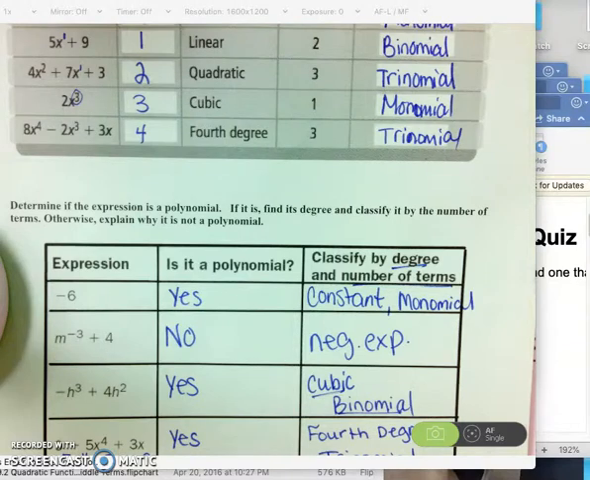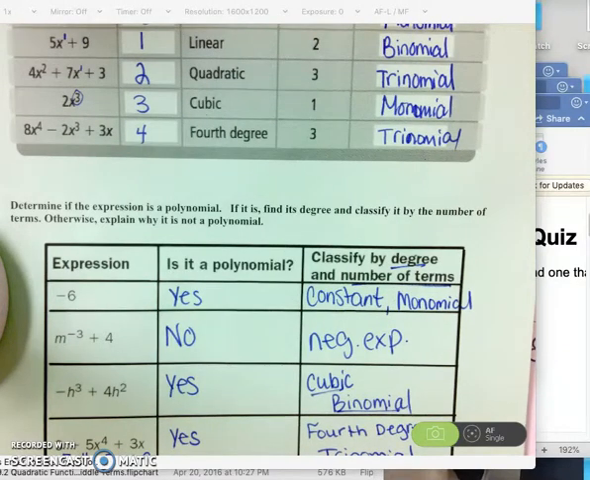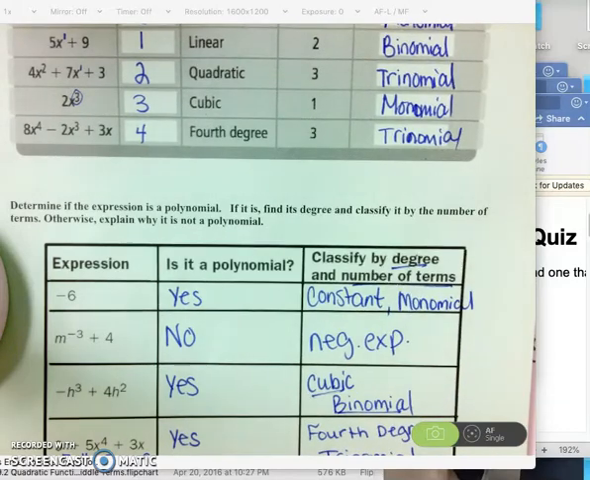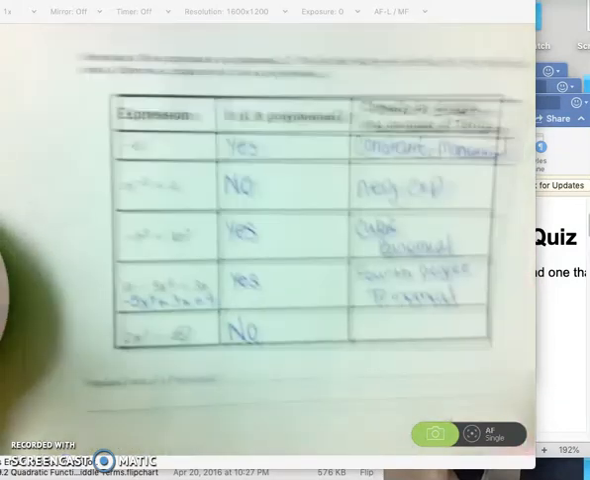Okay, and then I have w as the exponent, so it's no. Okay, standard form.